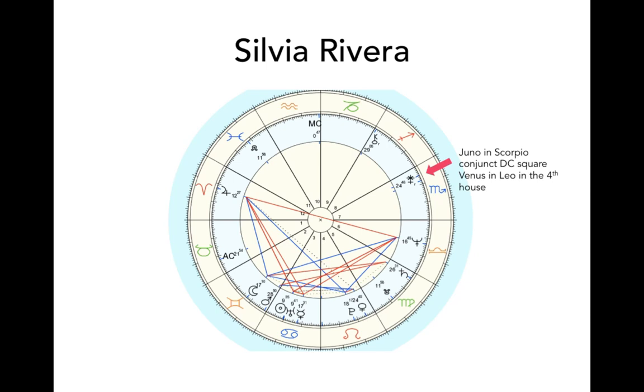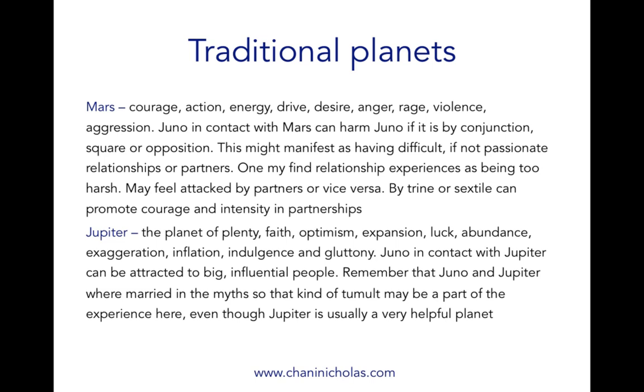So again, there's an immediate connection here between home, Venus in the 4th house, and partnership, Juno in the 7th house, and then the love connection, Venus, and the committed partnerships, Juno. Traditional planets still. Okay, so Mars.